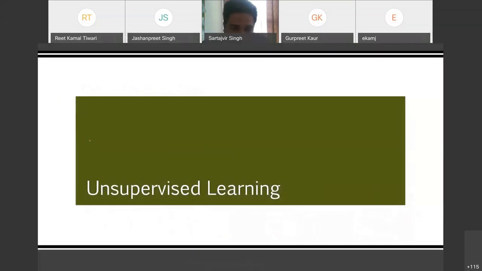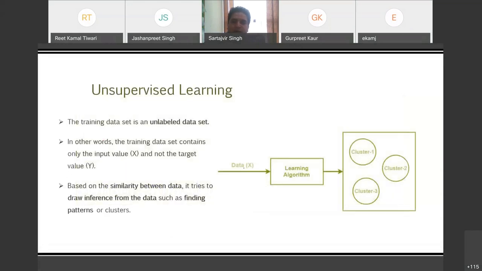And now we get into a little bit more detail, that is unsupervised learning. Unsupervised learning doesn't require a training data set, as I have already told you, and gives decisions on the basis of similarity scores.